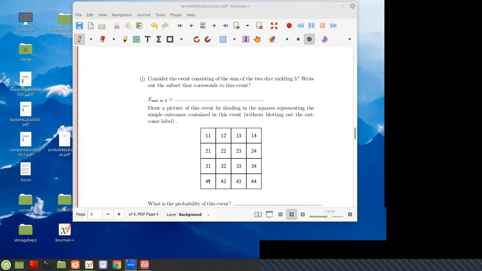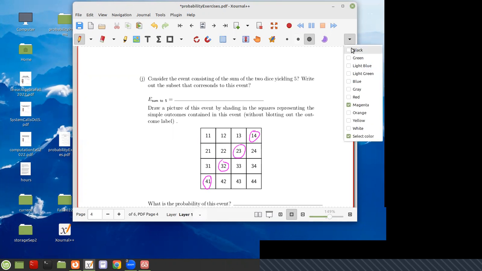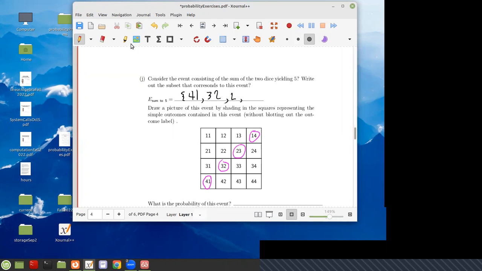Okay, so we can see that if they sum to 5, they're going to be this one, this one, this one, and this one. So the outcomes in this event are going to be 4-1, 3-2, 2-3, and 1-4.